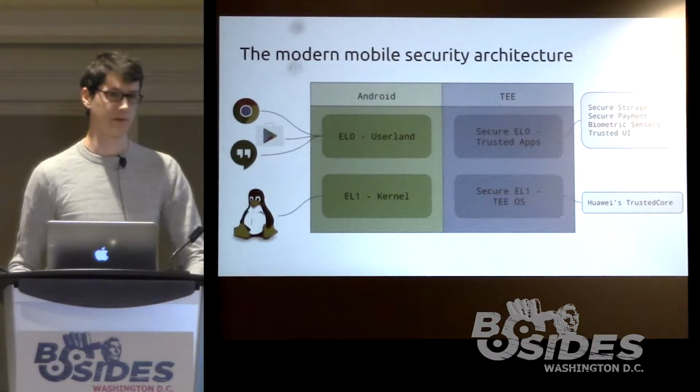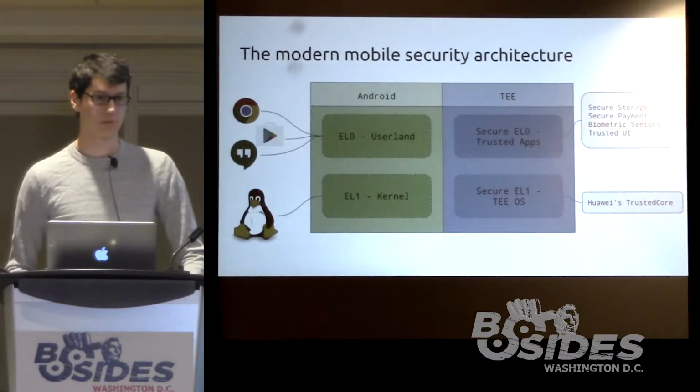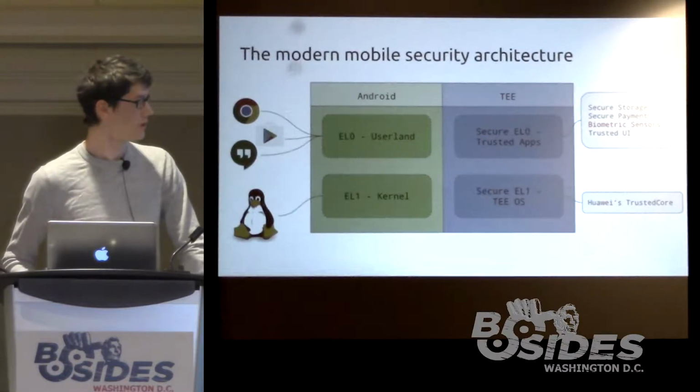There's something called the trusted UI in Huawei's case. I don't actually know what that does. I think it has something to do with the PIN. And then you also need another kernel to support these applications because they want to do things like map memory and perform IPC. So you have all these different layers.